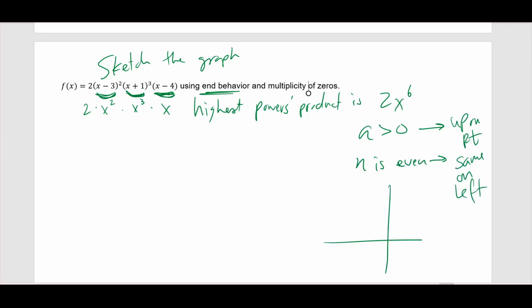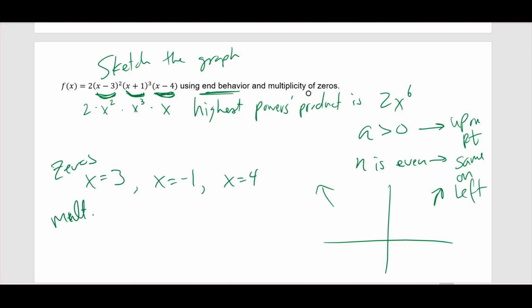So if we're going to start our graph, we know that it goes up on both the right and the left. And now we're going to use the zeros. So the zeros are, I'll just go on down the line. We've got x equal 3, x equal -1, x equal 4. So we can say what their multiplicities are.